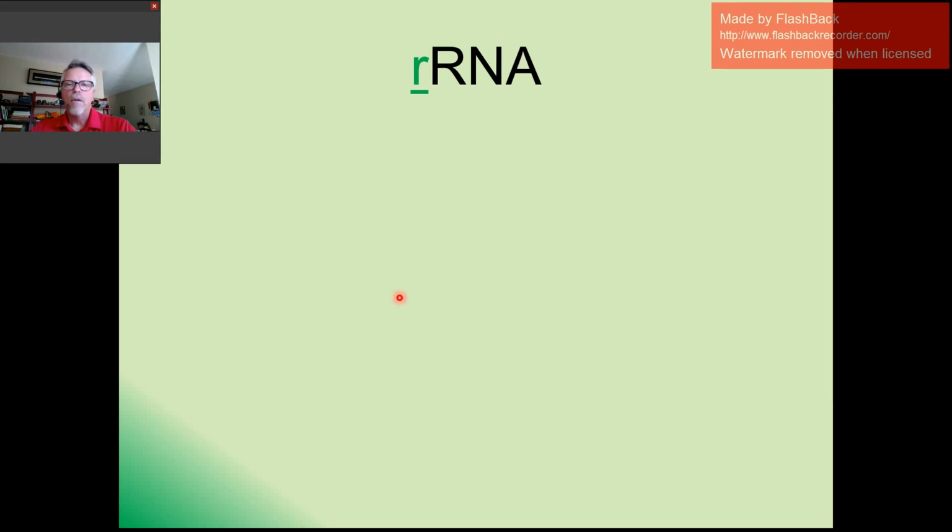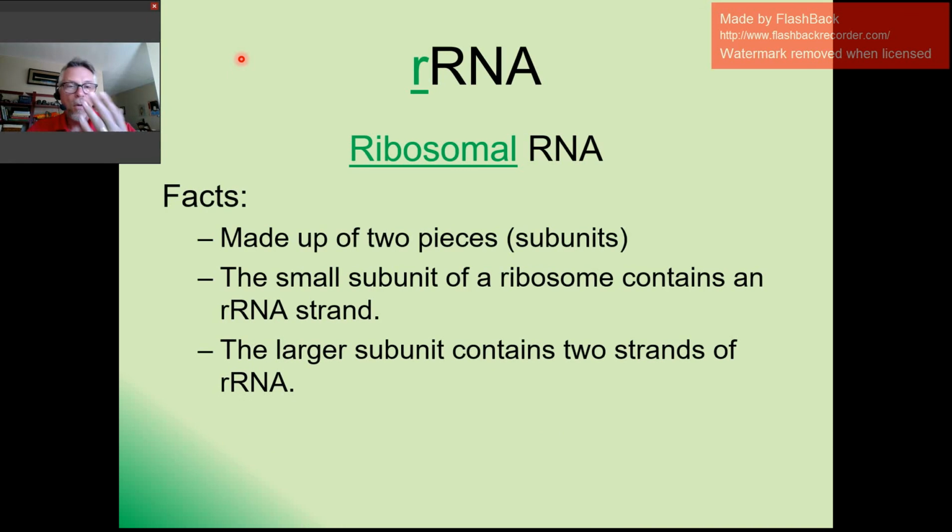The third type of RNA we're going to talk about is called rRNA, or ribosomal RNA. Now, we've talked about ribosomes before. They're organelles that you find in the cytoplasm of the cell. We call them protein factories because they make proteins. We now know that the recipe or the message for that protein comes from messenger RNA. But we haven't actually asked the question, what is a ribosome made of? It turns out ribosomes are made up of RNA. In fact, they're made up of ribosomal RNA.